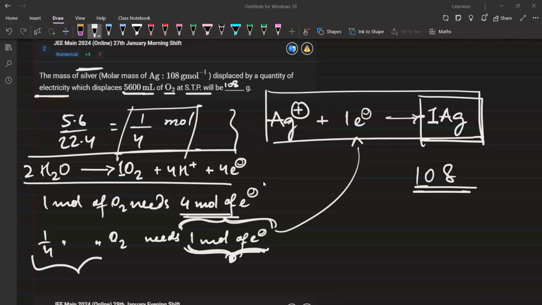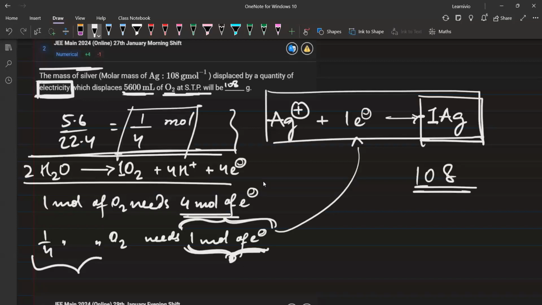Yes, okay. So from the starting I'm explaining. Okay, Tarif, you just let me know if you are following. First of all, we will have to calculate the amount of electricity or the number of electrons that is displacing 5.6 liters of O2, because we are using that same amount of electrons for displacing silver. Does this make sense? Yes, sir. We have to calculate this part. In order to calculate, first of all, we will convert this into moles. So 5.6 liters is equal to 1 by 4 moles.